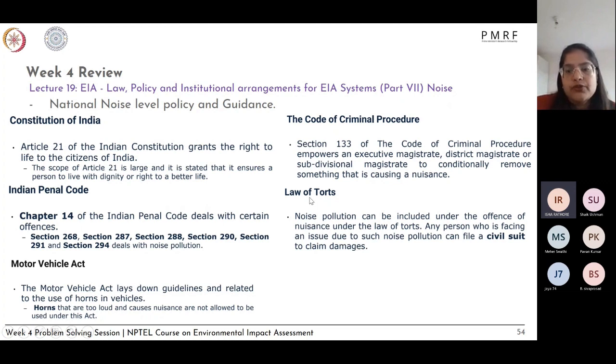And then we have the law of torts, where noise pollution can be included under the offense of nuisance. Any person who is facing an issue due to such noise pollution can file a civil suit to claim damages. And then we have the Motor Vehicle Act, which lays down guidelines for the use of horns in specific areas and vehicles. If your horns are too loud and cause nuisance, they are not allowed to be used under this act.